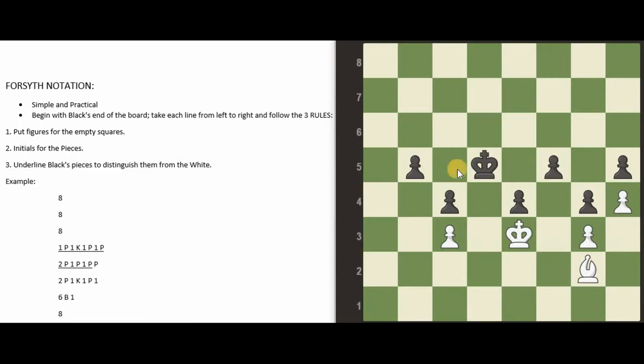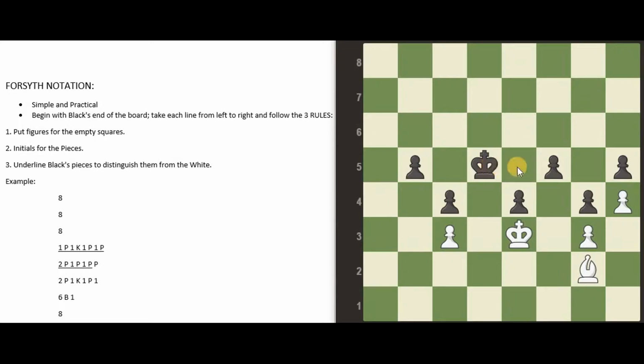Now if we consider this row, since we are going from left to right, we have to consider this square first. So the first square is empty, so we write 1 because one square is empty. The next square is occupied by the black pawn, so we write the initial for the piece, that is P. Again as we move towards right, one square is empty, so we write 1. Now the next square is occupied by the black king, so we write the initial for the king, that is K.